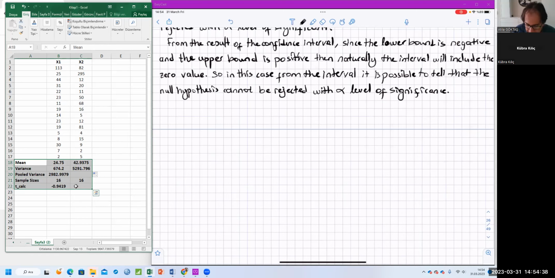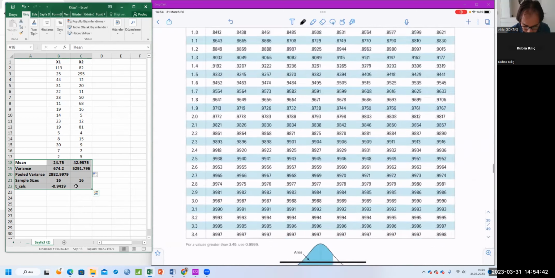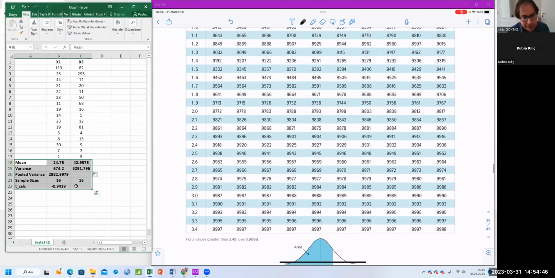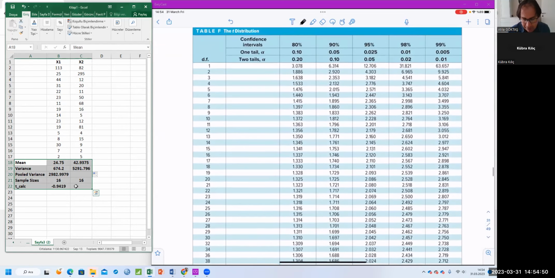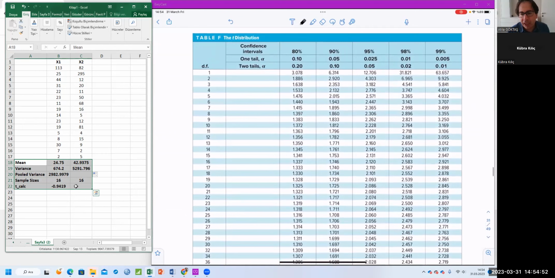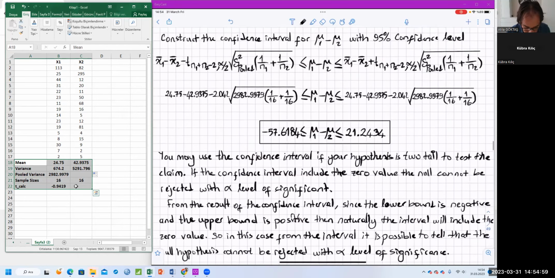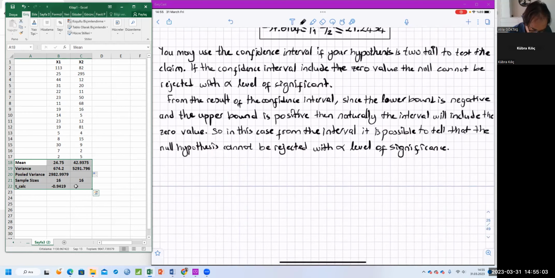In the examination paper, you will also have the t-distribution table and the critical values for the Gaussian distribution. So you'll have these tables in the examination. You don't need to worry about the critical values in the examination. Okay. Thank you.